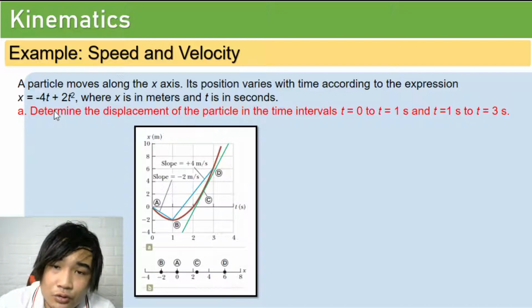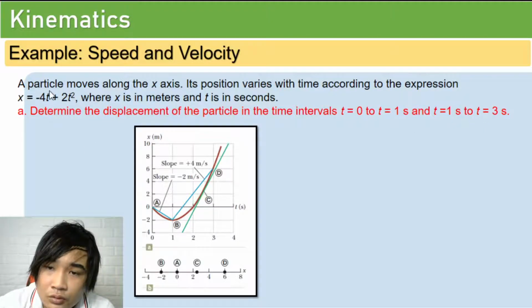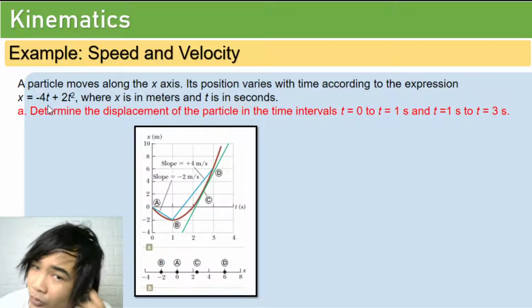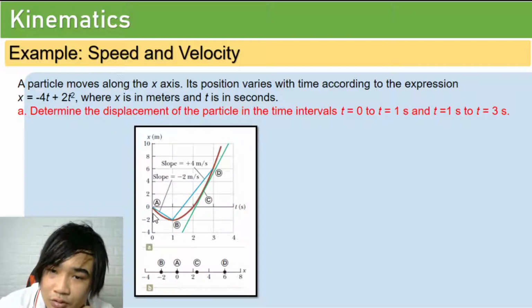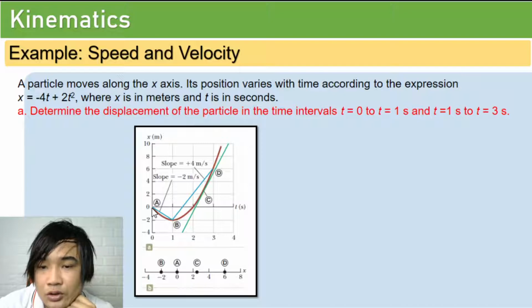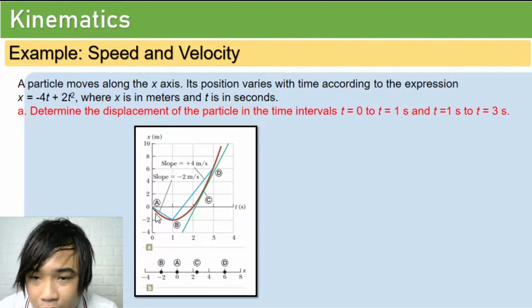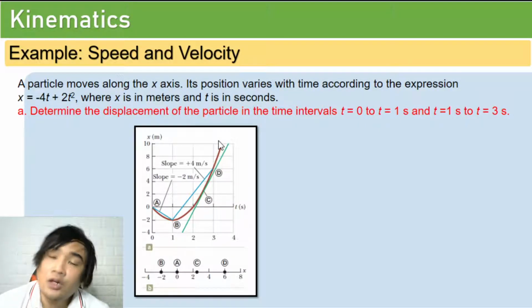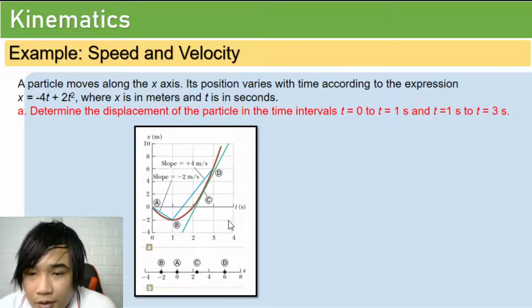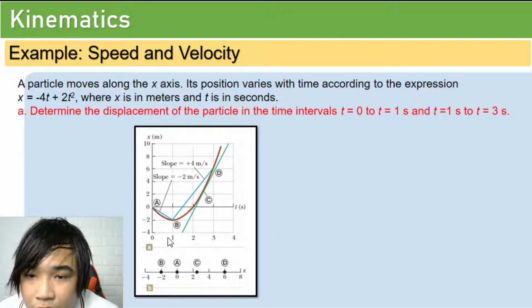So, kung i-graph nyo itong x versus t niya, kung i-graph nyo yung position niya, aatras muna siya, then abante. Then, pagkasasamaan nyo na ng time siya, ito na yung maging figure niya. So, makikita nyo dito, yung displacement niya, ito.